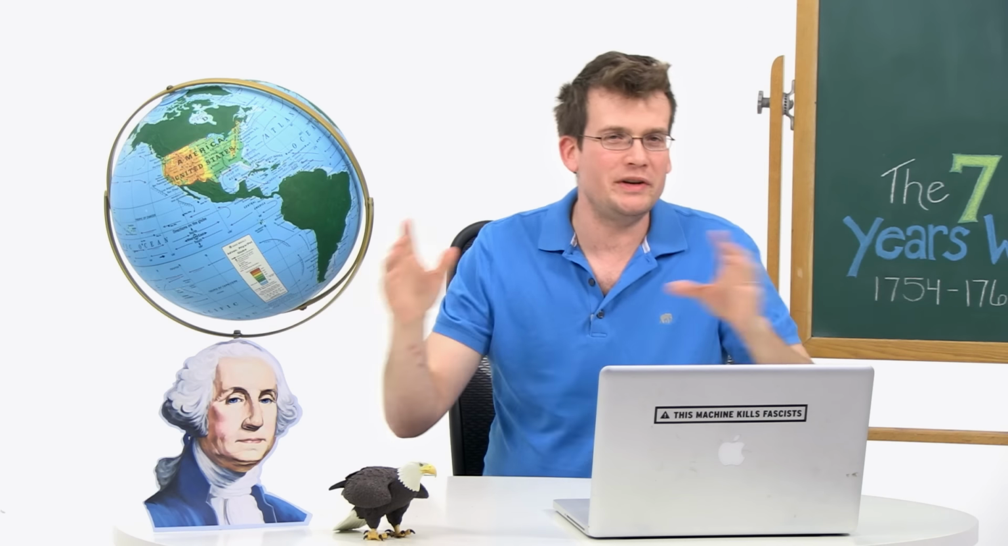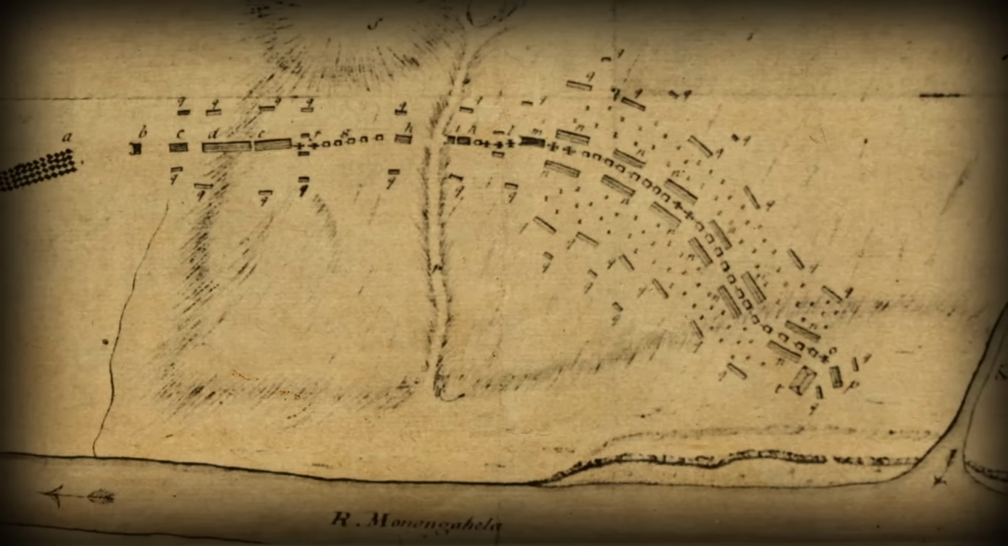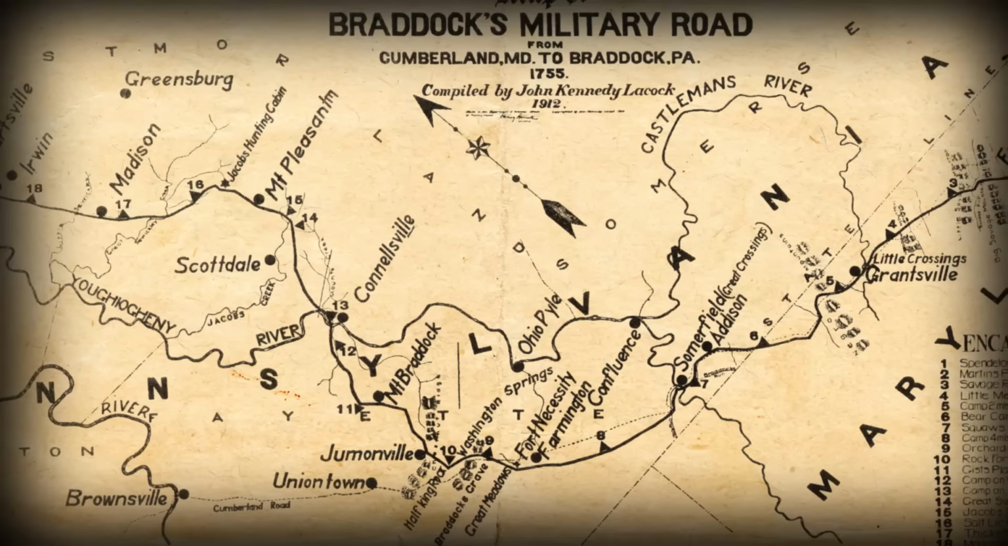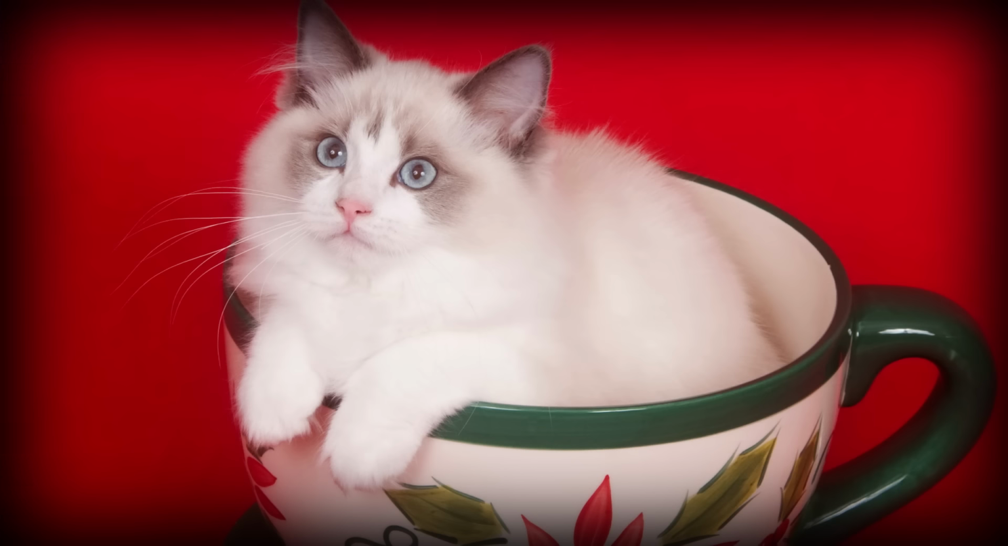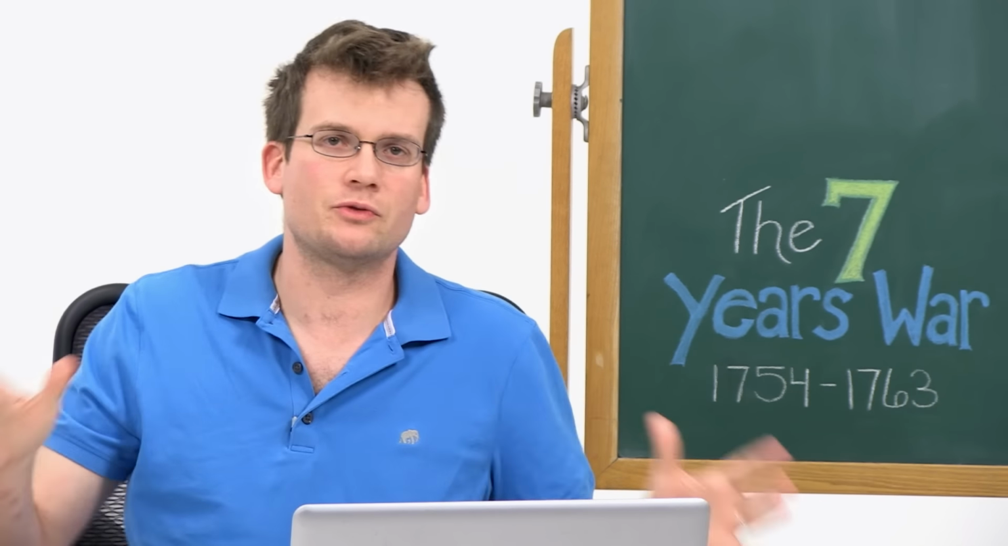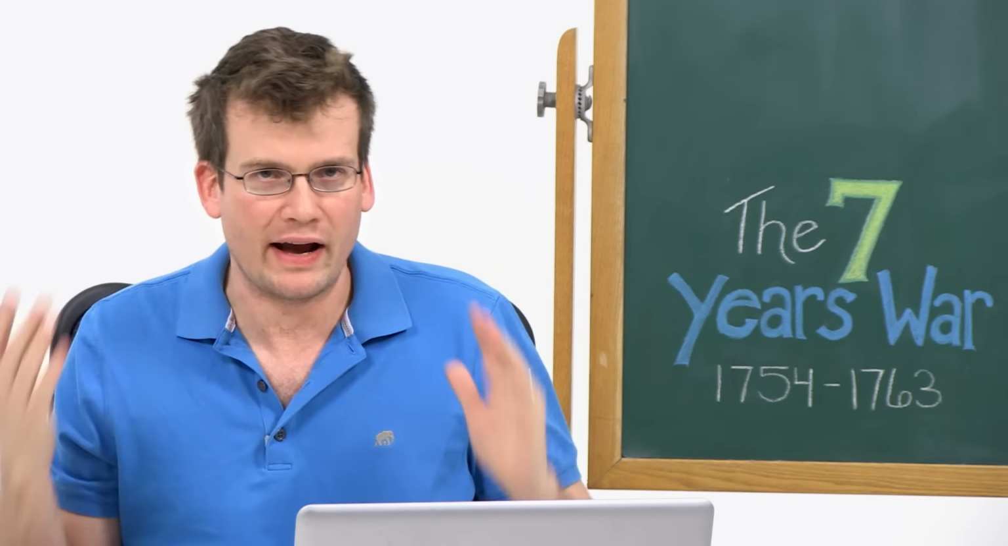So here at Crash Course, we take a broad view of history, and rather than talking about the minute details of wars, we try to focus on the important stuff. Causes, effects, anytime Vladimir Putin might show up, and teacup kittens. And as far as causes go, the 7 Years' War was really, like most wars, about economics.